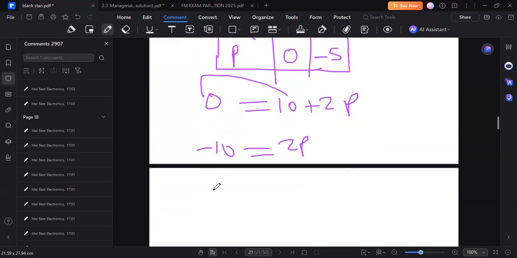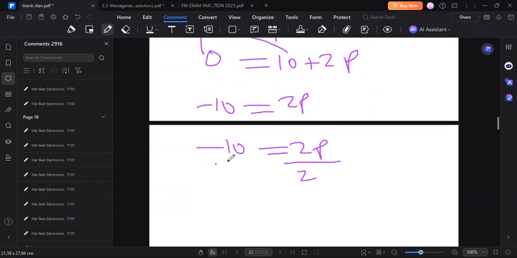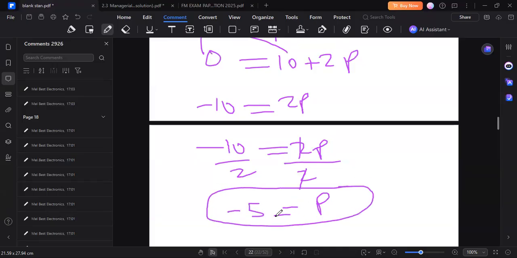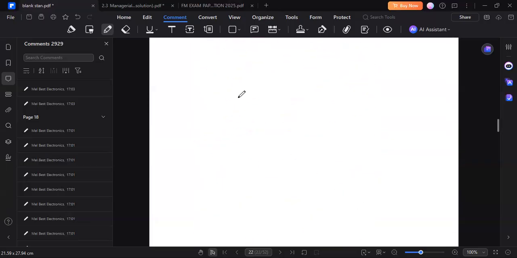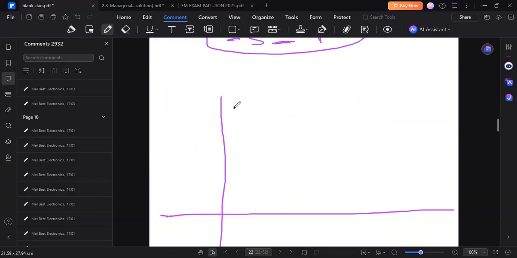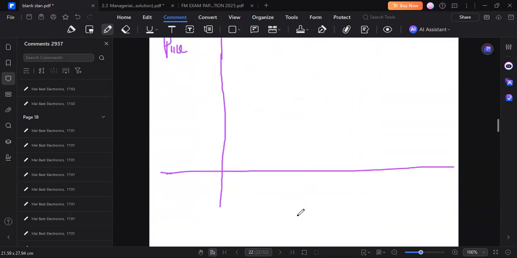Is that clear, madam? Are you following me? Yes. So this is what you do, madam. Then you graph. You just graph using these combinations. So we are going to do it like this. Then you put the price and then you put the quantity.